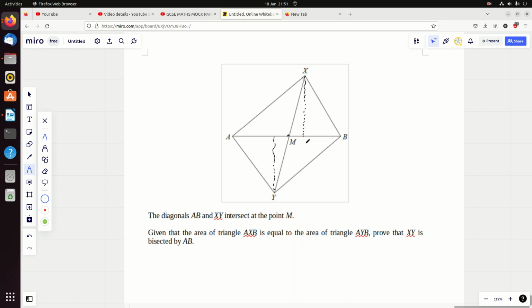Okay, if we call this, I don't know, C and D. So if you like, write this down. Let C and D be feet of the perpendicular. That's what they call it. Be feet of the perpendicular for triangles AXB and ABY.